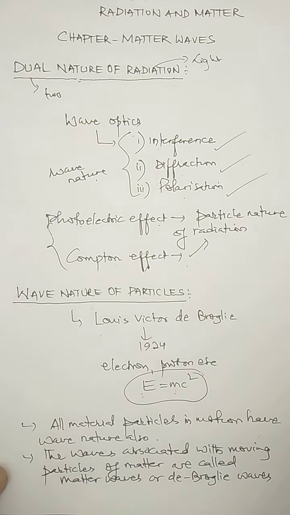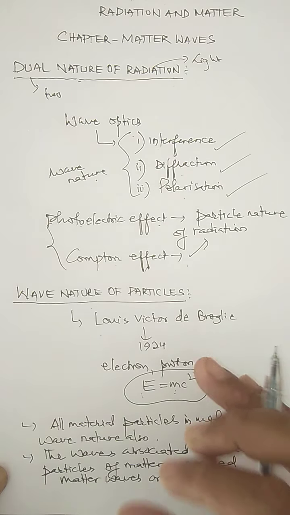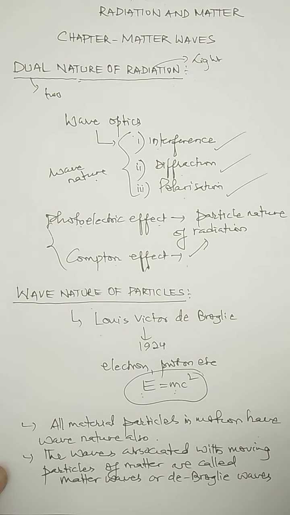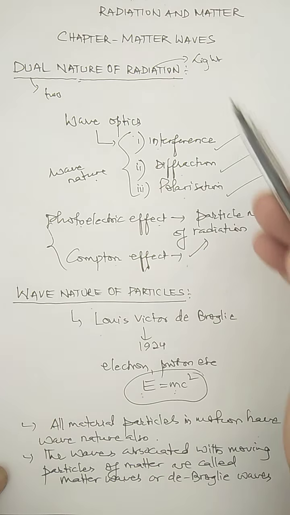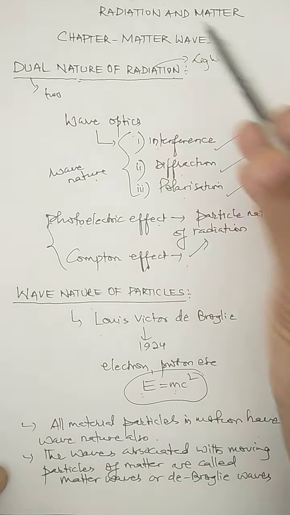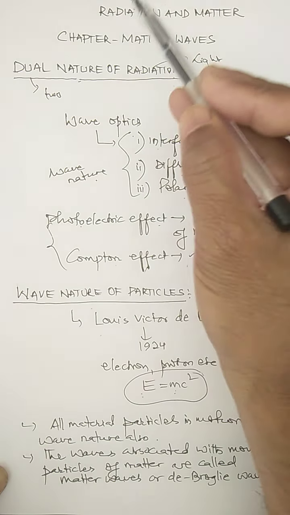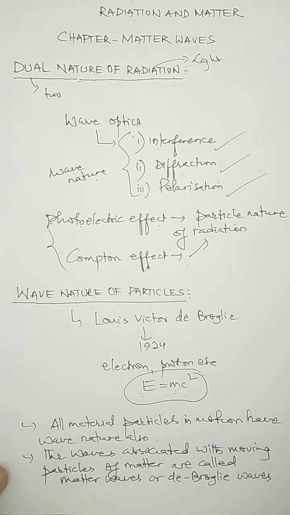So matter consists of particles. They already have particle nature, but when they are in motion under certain appropriate conditions, they also show wave nature. So according to this scientist, not only does radiation have dual nature, matter also has dual nature. That's why the chapter that we are dealing with is called matter wave, and the unit is the dual nature not only of radiation but also of matter.